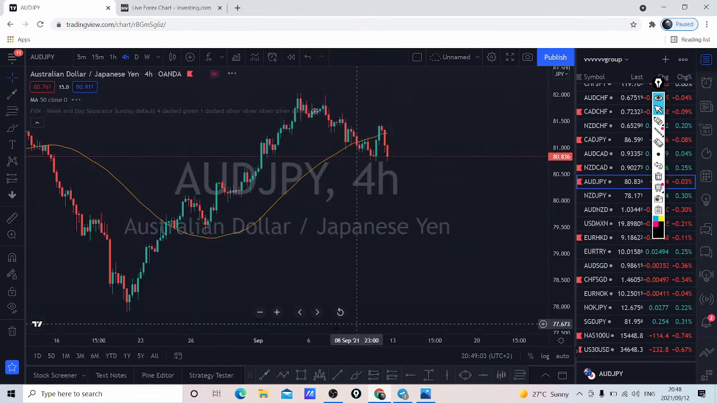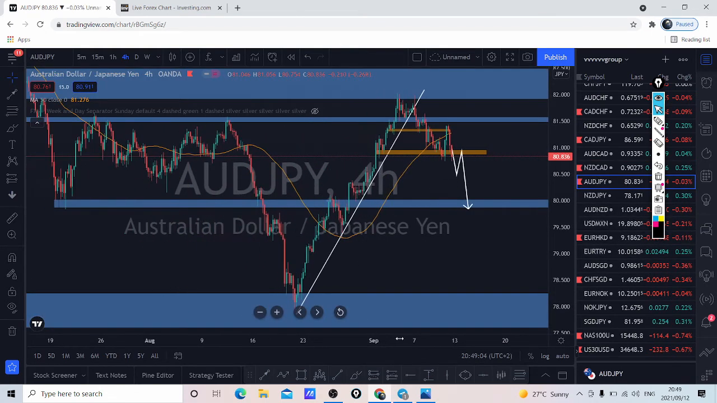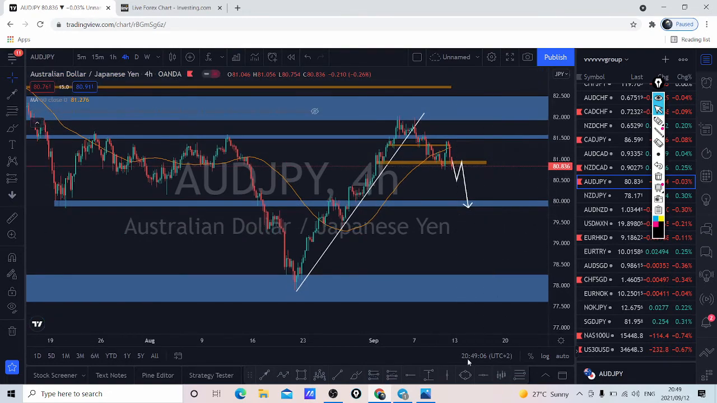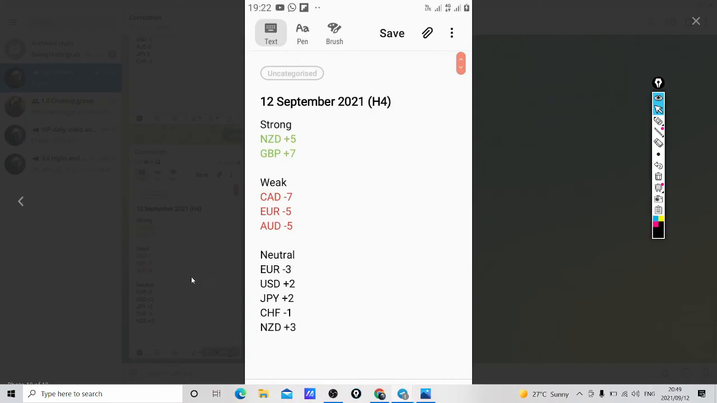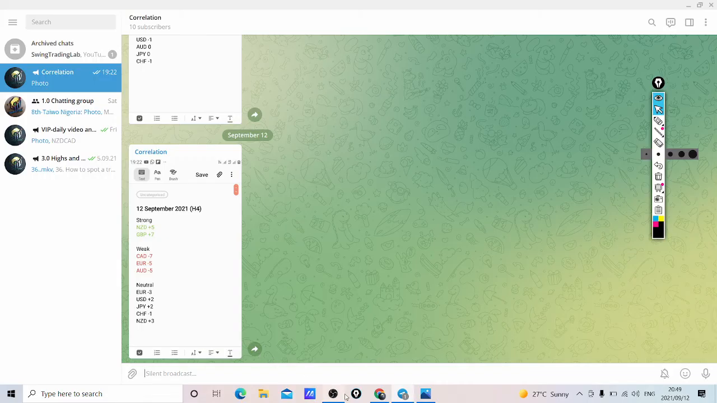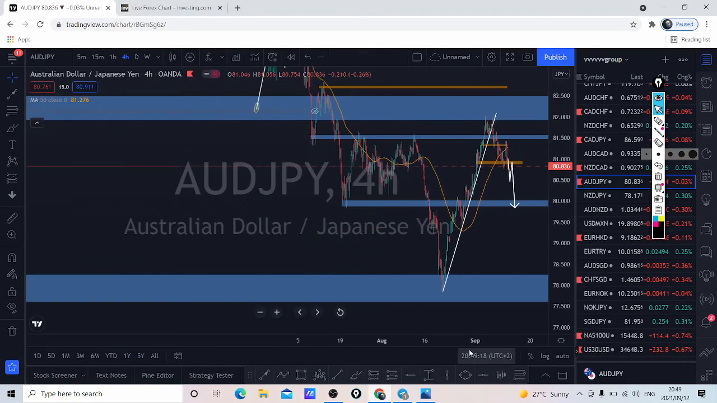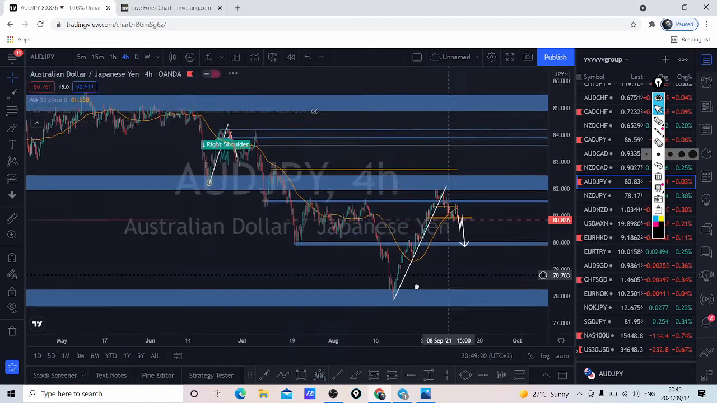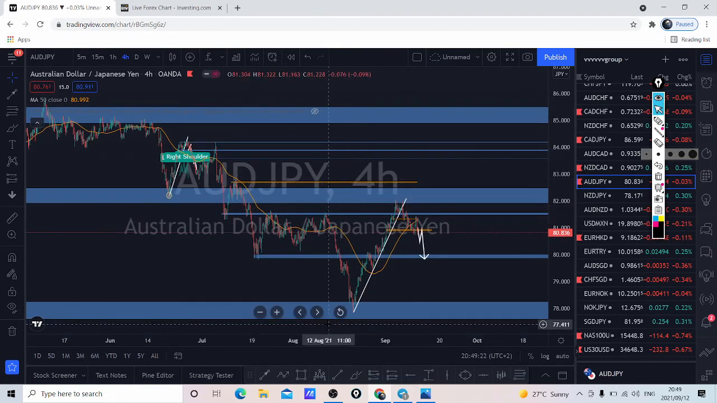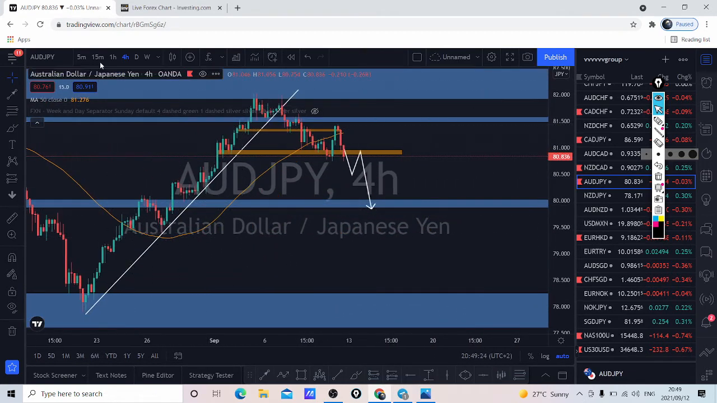AUD. On this one, I'm expecting to see the market dropping because AUD pairs are selling now. -5 is good for us to look for sales opportunities. So here I'll be looking for a breakout, retest, sell.